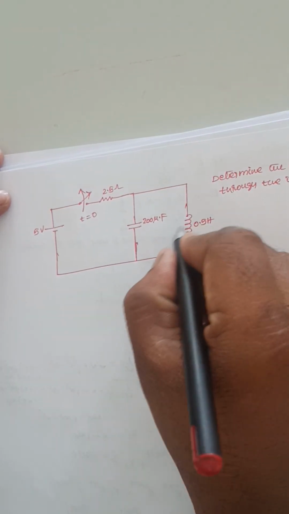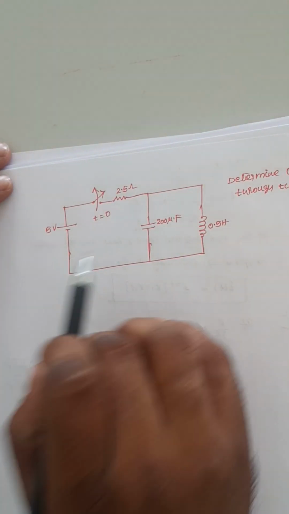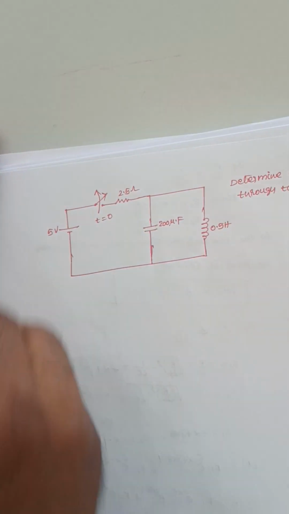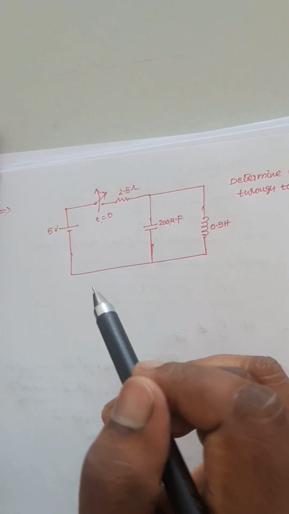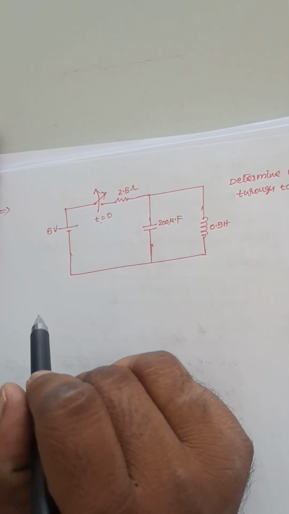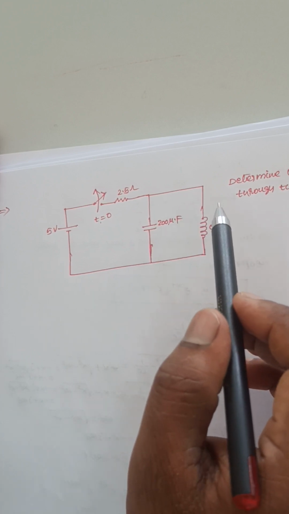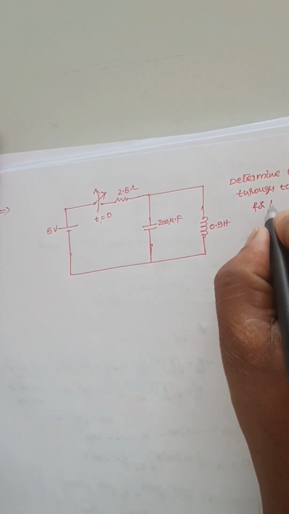So I need to find the current through the inductor using the Laplace transform approach. This is the circuit. For this circuit, at t equal to 0, the switch is open. That means at t equal to 0 minus, the switch is connected here. I need to find the current through the inductor for t greater than 0.